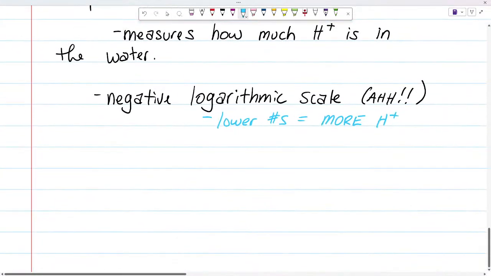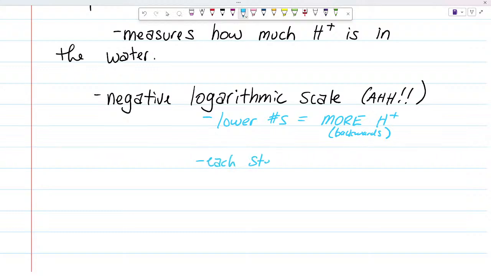So, here's what you need to know. Lower numbers equals more hydrogen, so it's kind of backwards. And then, each step means 10 times stronger. So a pH of 6 is 10 times more acidic than water. A pH of 5 is 100 times more acidic than water. A pH of 3 is 100,000 times stronger than water, right?